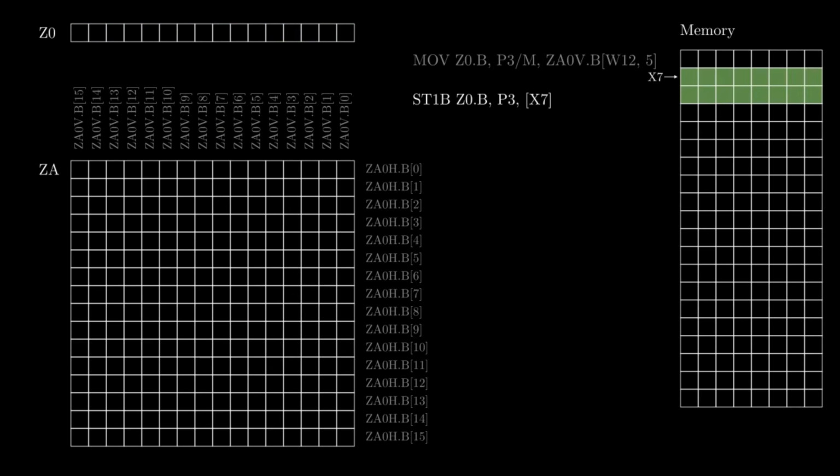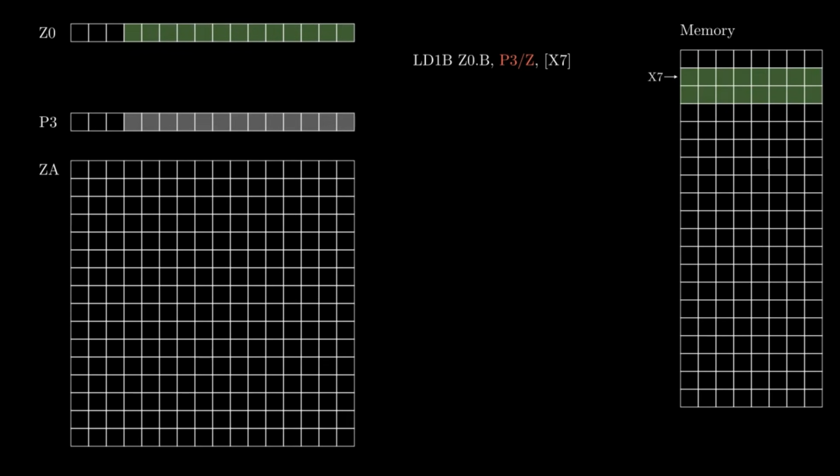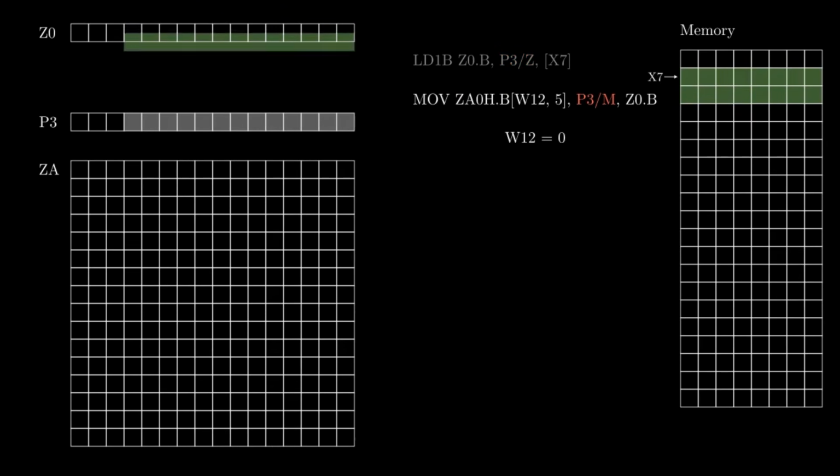But what if our matrix is not an exact multiple of the ZA tile size? In the previous load instruction, you may have noticed the P3. This is a predicate register and acts as a mask. The /Z means that inactive elements are set to 0 in the destination Z register. For a tile slice move instruction, the /M means that inactive elements in the destination tile slice remain unmodified. The same is true when accessing a vertical tile slice.